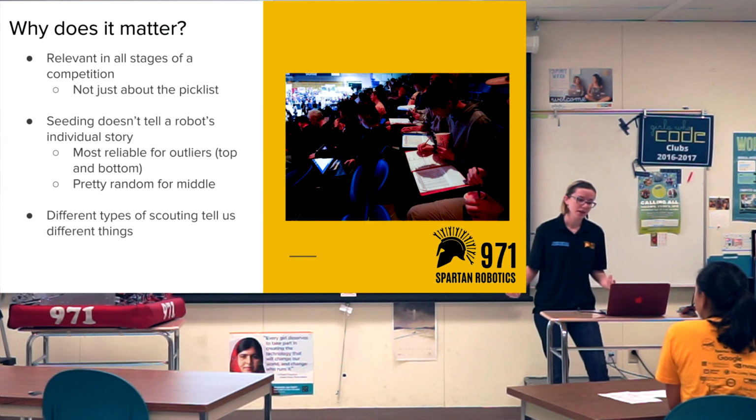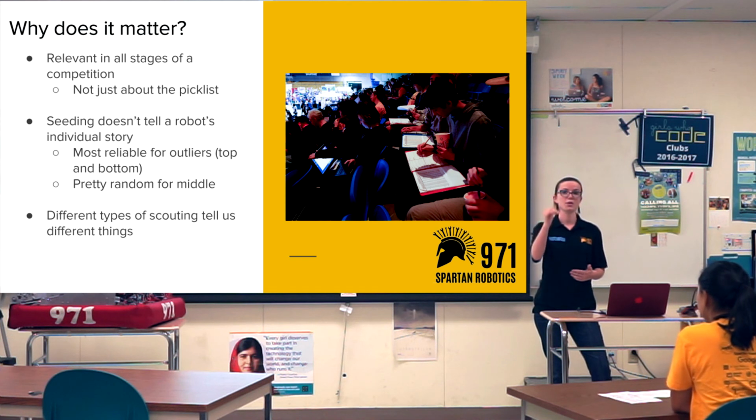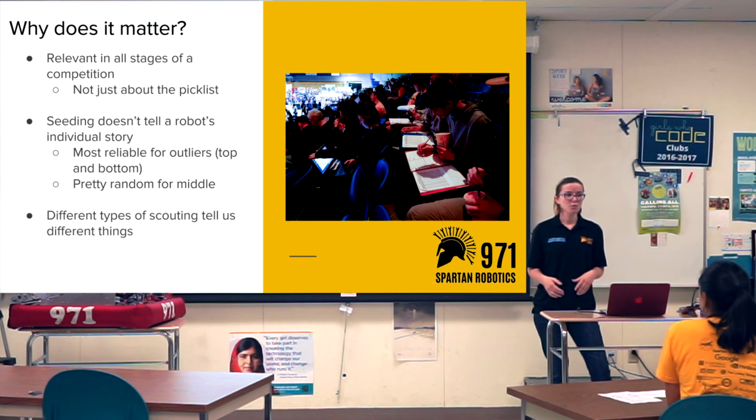So why does scouting matter? It is relevant in all stages of a competition. In a typical regional structure, you have the qualification matches, where the schedule is randomly generated, with alliances of 3 versus 3. Depending on how well you do during qualifications, you earn a certain amount of seeding points, those determine how you rank, and your ranking determines in what order you pick alliance partners. During alliance partner selection, and then you move to eliminations. When I say the word pick list, I'm talking about the list that teams who send down a representative to pick an alliance partner are using to pick their alliance partners.